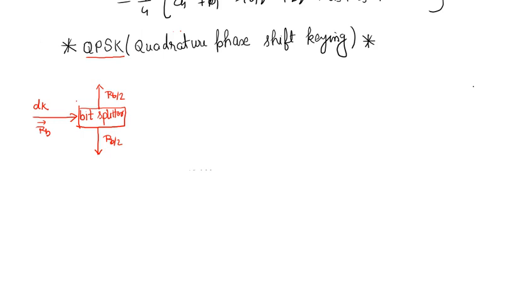So these bits are called the subsequences of bits dki and dkq. The rate of this will become half of the rate of this. Next we apply polar line coding.